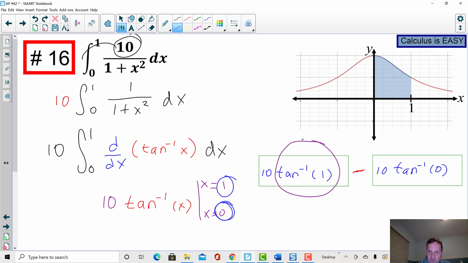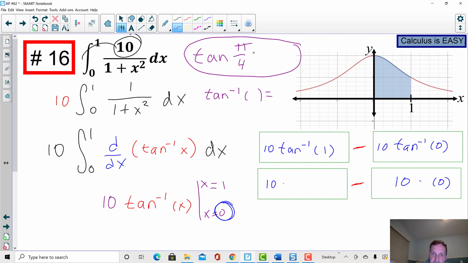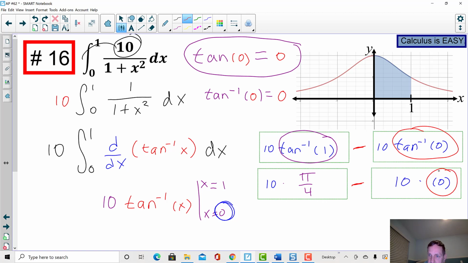Now, tangent inverse is a little tough for students to remember how to calculate. I want you to remember that tangent of pi fourths is equal to 1. So tangent inverse of 1 is going to give us pi over 4. So this can be replaced with pi over 4. And also tangent of 0 gives you 0. So tangent inverse of 0 is going to give you 0. So this piece can be replaced with the 0. If we simplify this, we're going to get 5 pi halves minus 0. So that's just 5 pi halves.